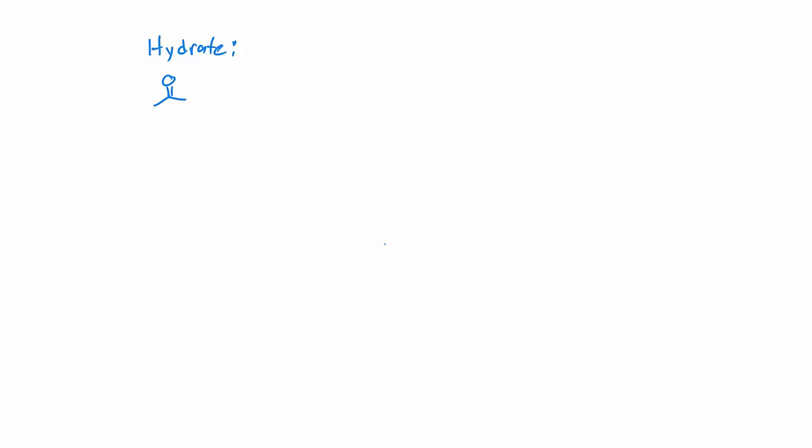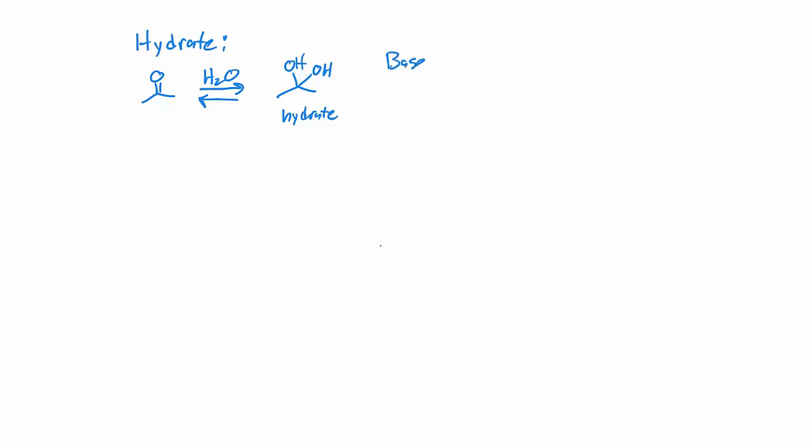Just like when we add water to a C=C double bond, we're essentially going to add OH to one side and H to the other. But in this case, because we started with an O, we end up with two OHs. So this is called a hydrate. And that is in equilibrium. You can take the hydrate back to the ketone plus water. We can do that using base or acid. So let's look at the base catalyzed first.